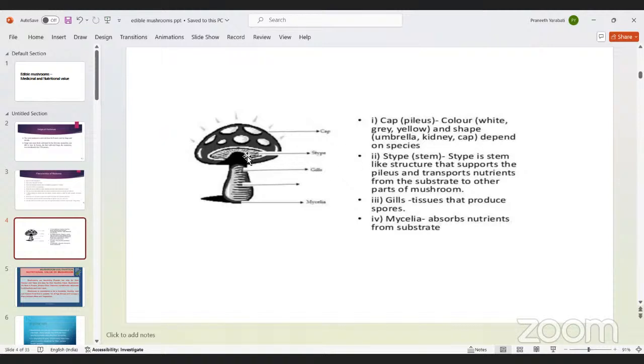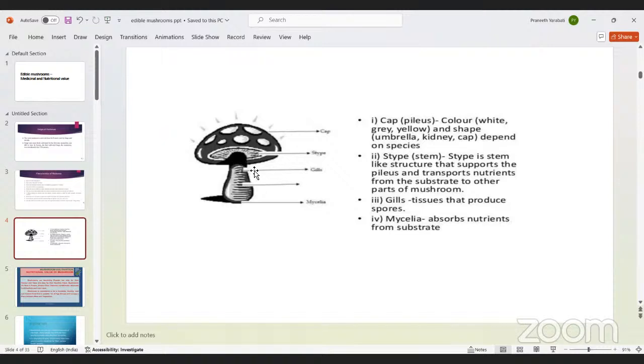Below the cap, it contains a stipe, that is called the stem. The stipe is a stem-like structure that supports the pileus and transports the nutrients from the substrate to the other parts of the mushroom. So this stem or stipe mainly helps in transporting the nutrients from the lower part to all the parts of the mushroom. And next, another one is the gills.